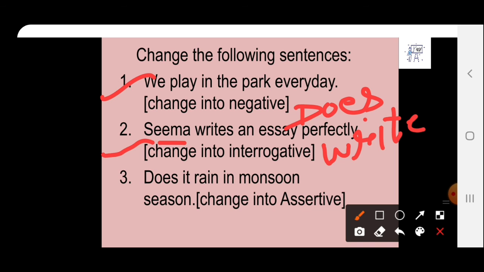Next is, does it rain in monsoon season? It is given in interrogative and we have to change it into assertive. How we will change? It rains. It rains in monsoon season. Fine. So, in this way, transformation can be done in simple present tense.